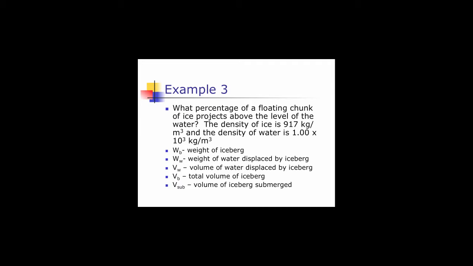What percentage of a floating chunk of ice projects above the level of the water? The density of ice is 917 kilograms per cubic meter, and the density of water is 1,000 kilograms per cubic meter. So I've defined the terms: W sub B, weight of the iceberg; W sub W, weight of the water displaced by the iceberg; V sub W, volume of water displaced by the iceberg; V sub B, total volume of the iceberg; and V sub S, the volume of the iceberg submerged.